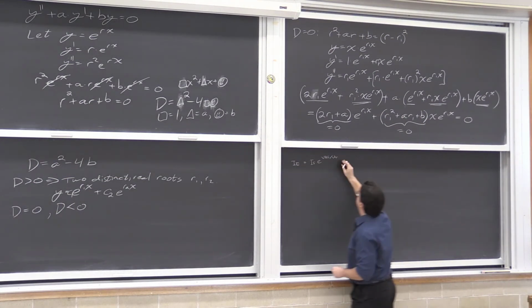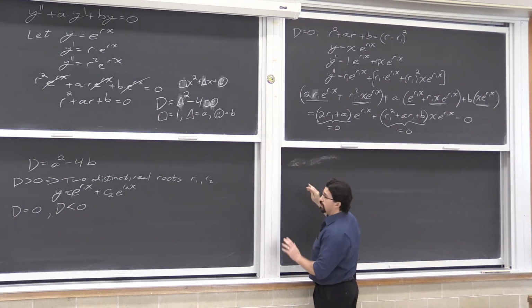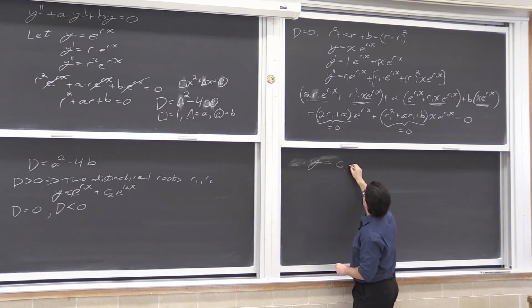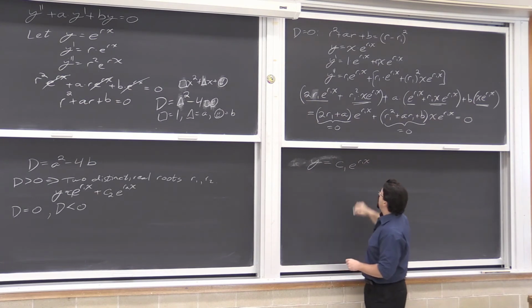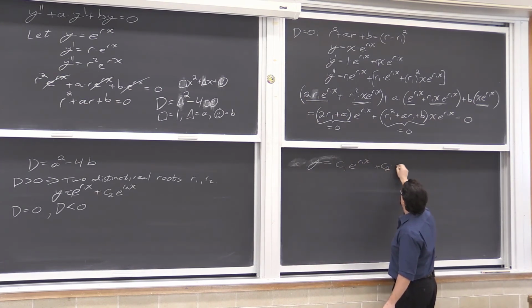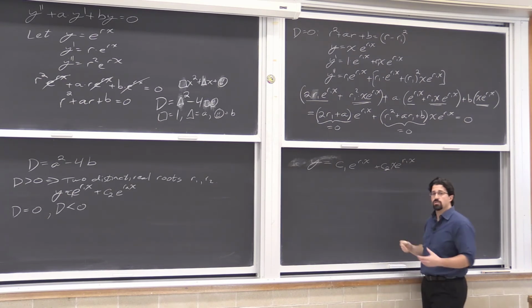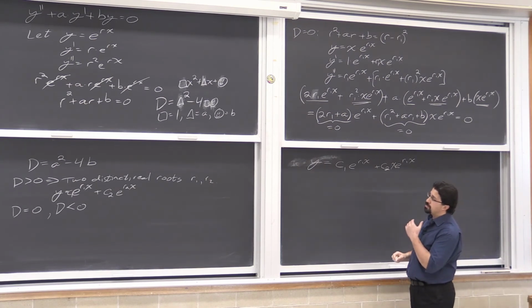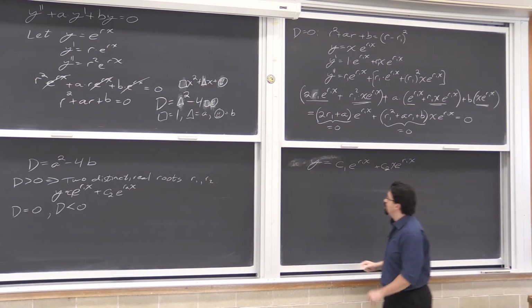And so we get, we did not clear the boards, I apologize. We get y is equal to c1 times our expected solution from before plus c2 times this new function, where we multiply by x. All right, so that's the second case. That's D is equal to 0.